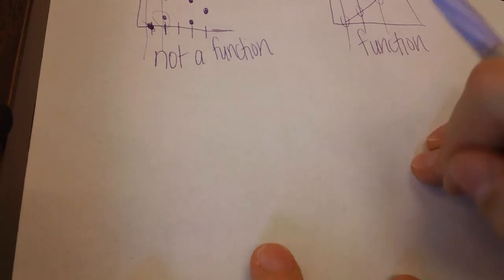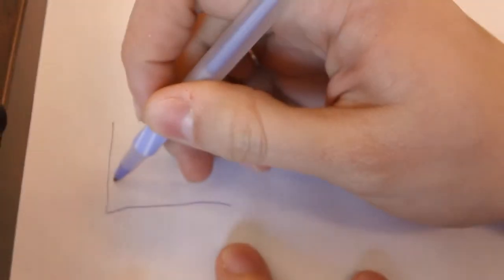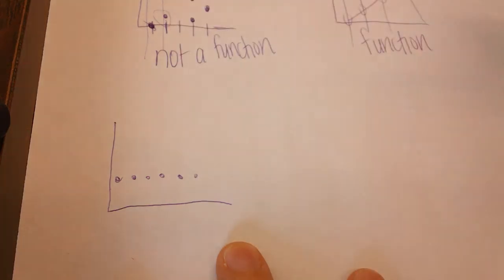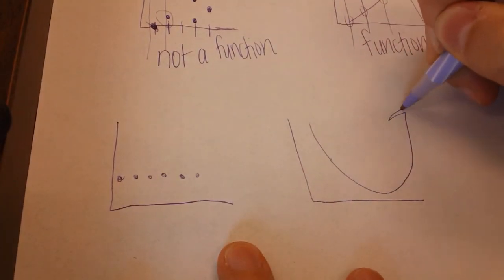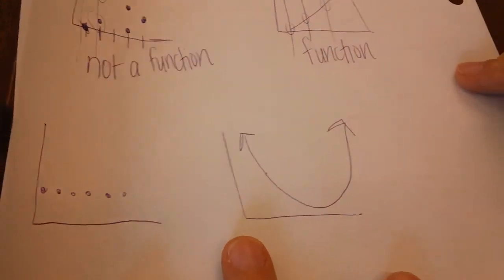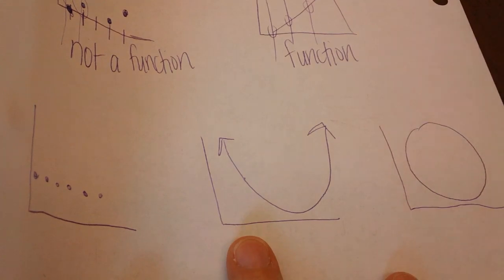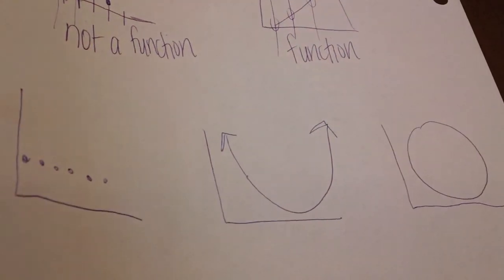Okay, so I would like you to try a couple of problems for homework. The first one is this. The second one is this. And the third one is this. Tell if they're a function or not a function. And you can use a vertical line test to determine those answers.